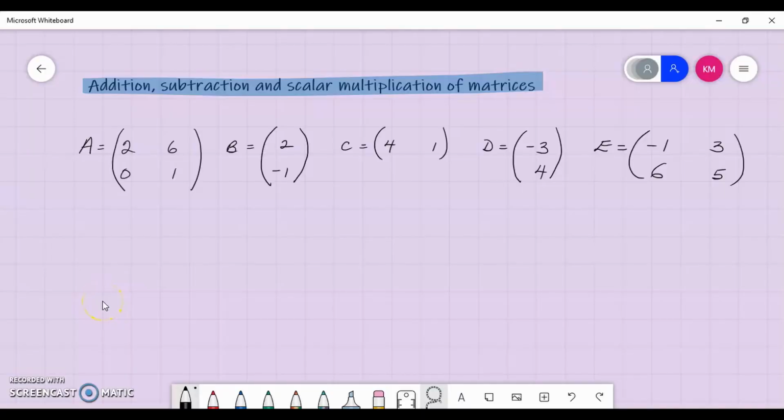Welcome back, guys. In this session, we will be looking at addition, subtraction, and scalar multiplication of matrices. Now, let's consider these 5 matrices you see on screen here.